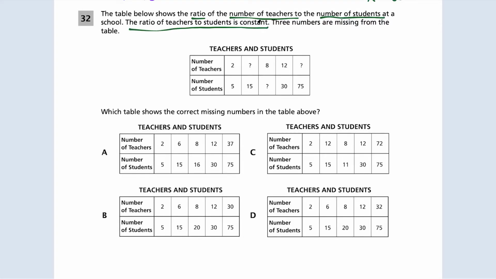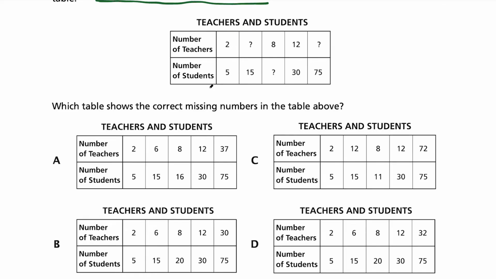This is a $1 million phrase right here, because this allows us to set up a proportion in a moment. And then we have 3 numbers missing from the table. Which table shows the correct missing numbers? So now what we want to do here, we could start off with the first entry here. We have 2 teachers for every 5 students.